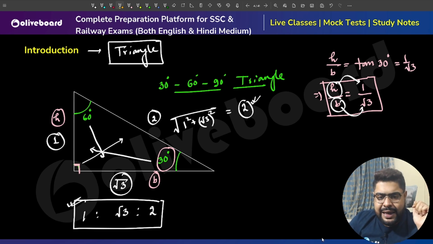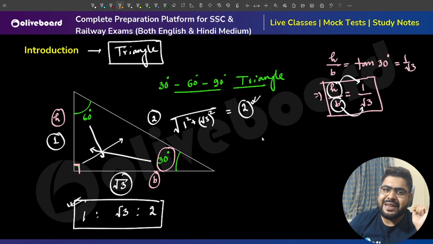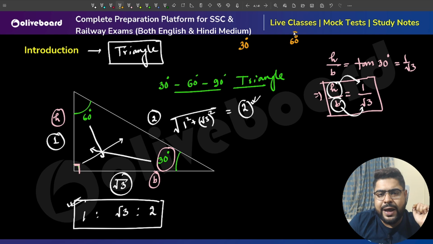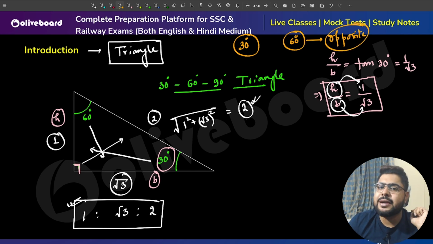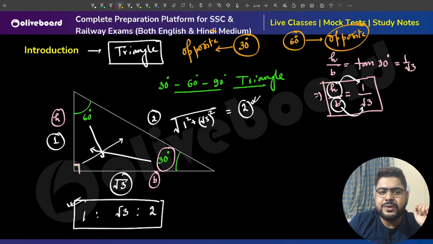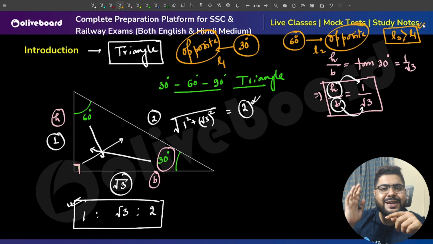Any side opposite to a bigger angle will be bigger. There are two angles over here, one is 30 degrees and another is 60 degrees. So any side opposite to the 60 degree angle must be bigger than the side opposite to 30 degrees. If the opposite side of 30 is L1 and the other is L2, L2 will be greater than L1. Bigger angles mean bigger opposite sides.